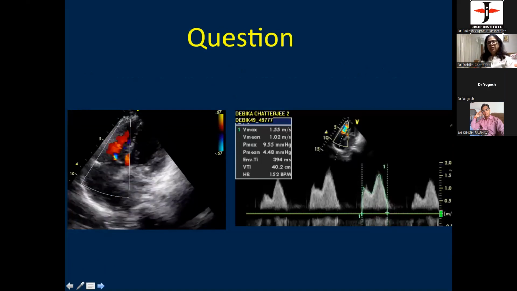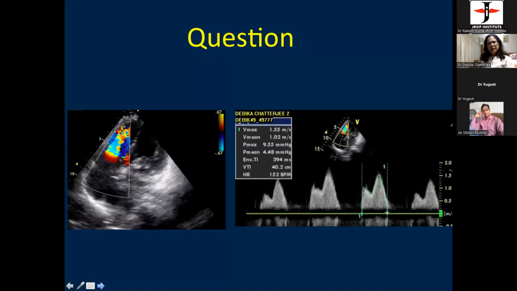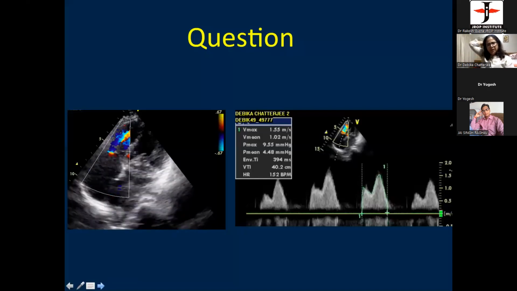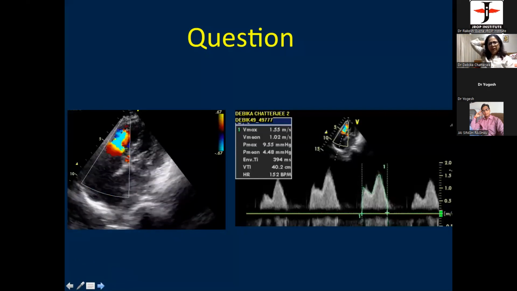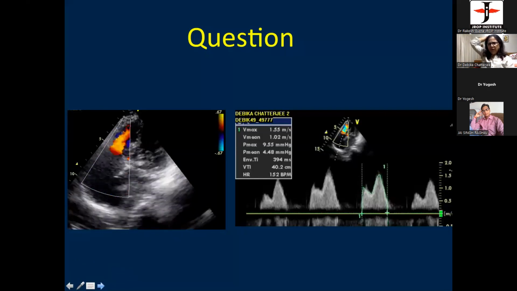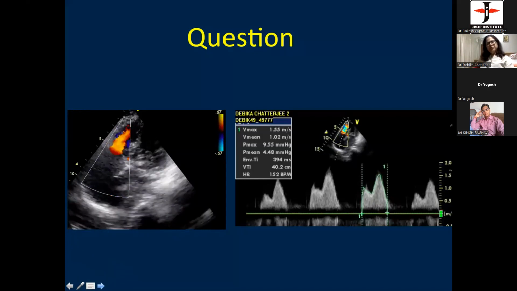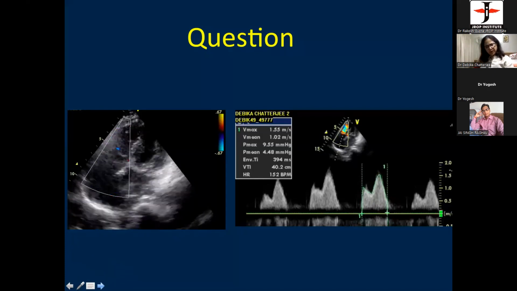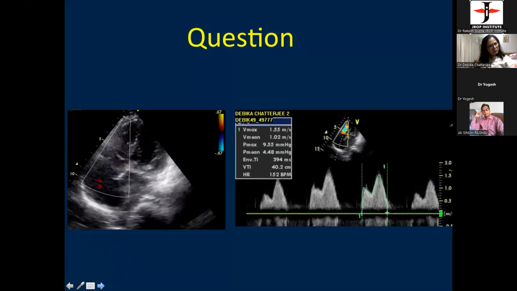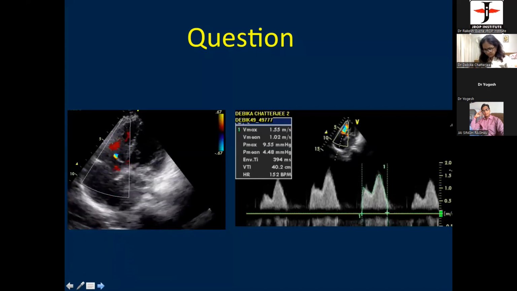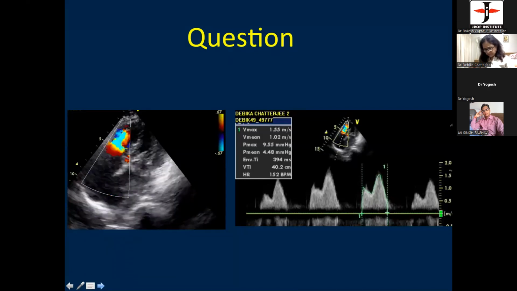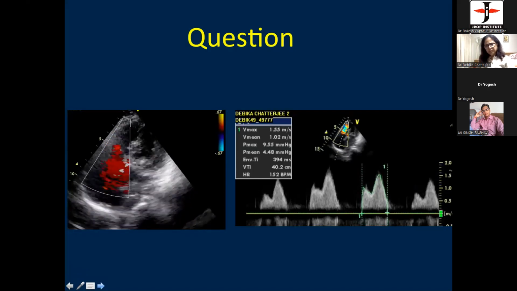Severity of tricuspid stenosis, same patient. I have done the CW Doppler, and I find a mean gradient of 4.48 millimeters of mercury. What is your comment on this? If the mean gradient is more than 5 to 10, we call it a severe tricuspid stenosis. But now it is 4.48, so moderate tricuspid stenosis.